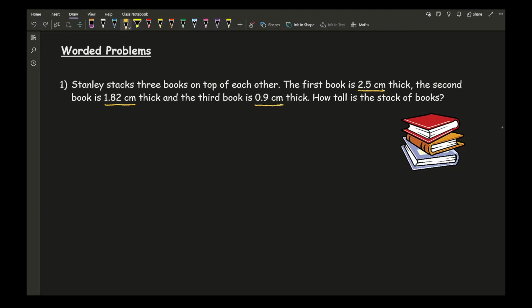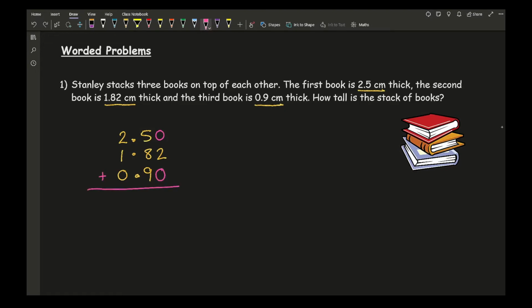So what we need to do here is first of all decide, are you adding, subtracting? In this case, we're going to be adding. So here I've got 2.5, which is the first book. I've got the second book, which is 1.82. And I've got the third book, which is 0.9. So again, making sure that my decimal points are all in the same location, going along directly underneath each other, which they all are. And then the next thing I've got to do is add zeros in any empty gaps. So I've put a 0 there and a 0 there, and I am adding all of those numbers together.